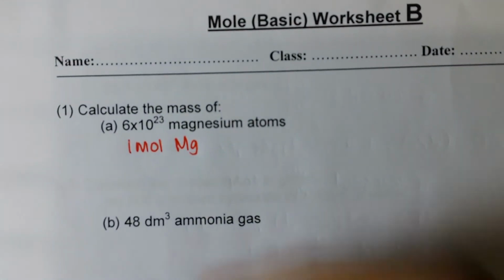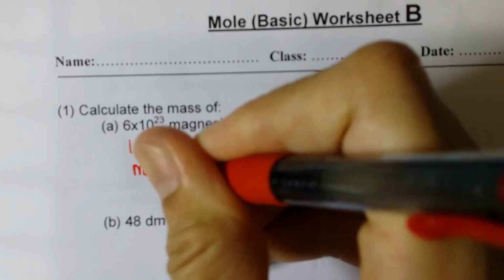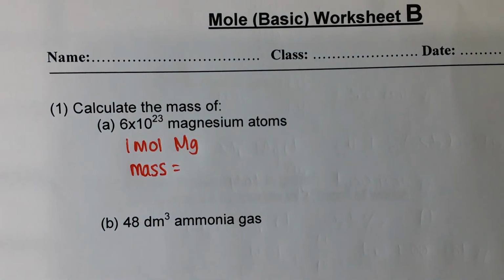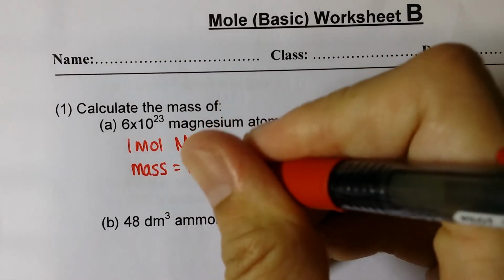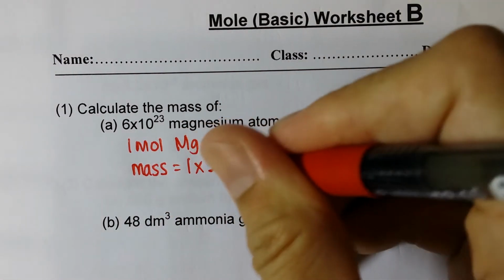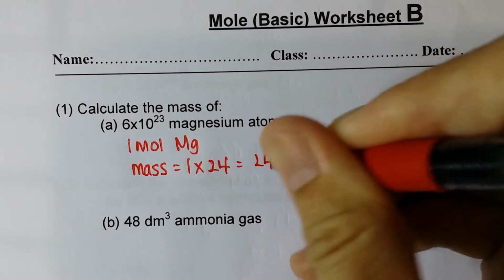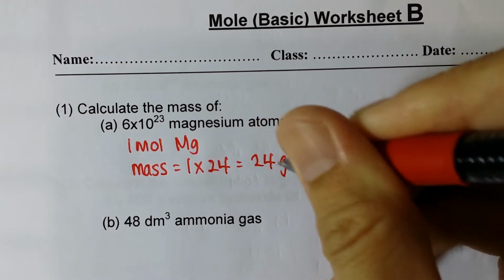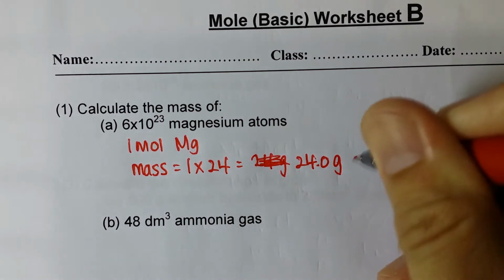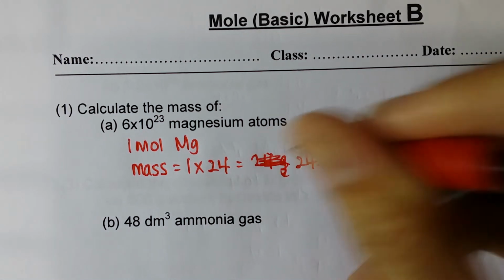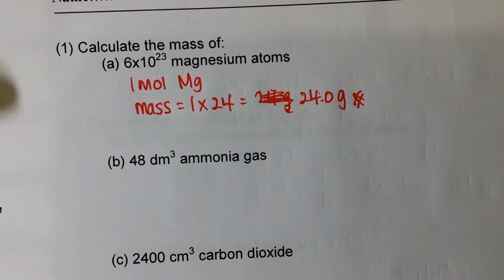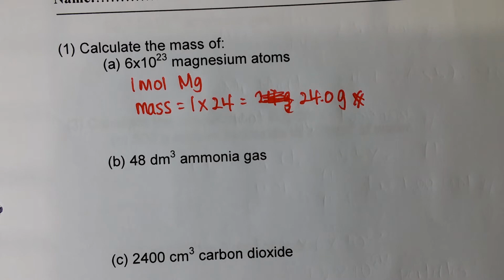And what would be the mass? So the mass is number of mole times the Mr, which is 1 times the Ar for magnesium, 24, and that would give you 24.0 gram. Okay, 24.0 gram, 3 SF.